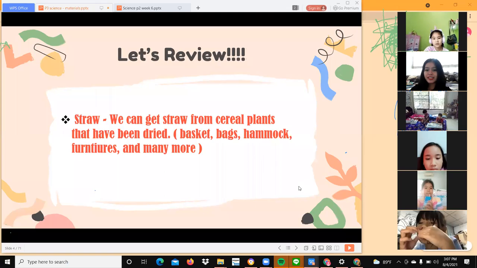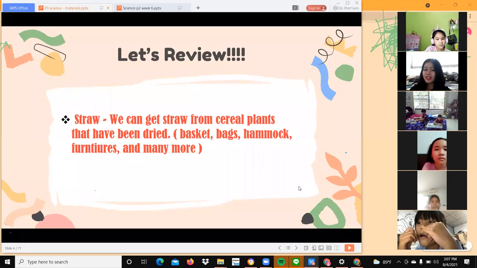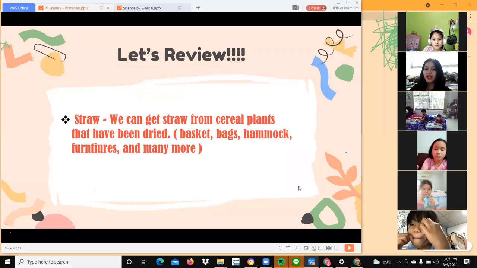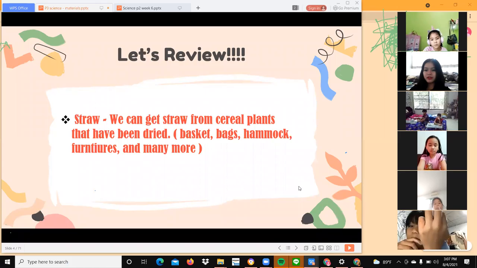We can get straw from cereal plants that have been dried. Some examples of the objects made out of straw are basket, bag, hammocks, furnitures, and many more. Now, can you give me an example of cereal plants? Corn. What else? Wheat. Very good. Millet. Good job. What else? Oats, very good. What else?